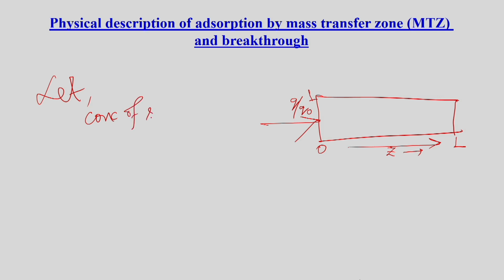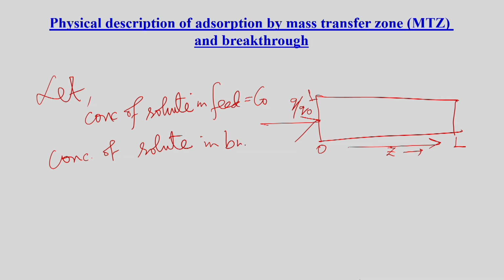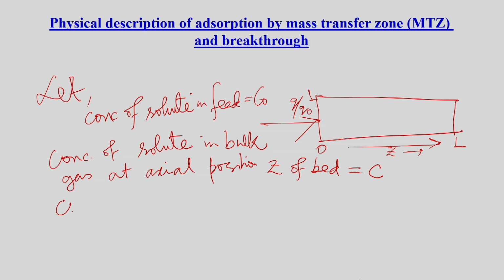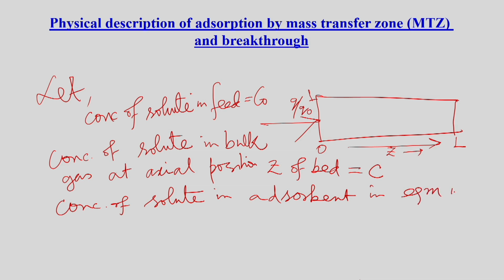Let us define the concentrations. The concentration of solute in the feed we take as C 0. The concentration of solute in the bulk gas at axial position z of this bed, from left to right, is C. The concentration of solute in the adsorbent in equilibrium with the feed we take as q 0.